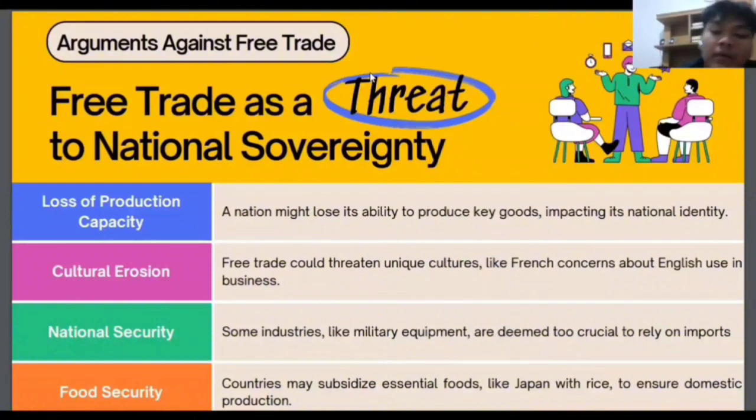The next one is national security. Some industries, like military equipment, are deemed too crucial to rely on imports. And the last one is food security. Countries may subsidize essential foods, like Japan with rice, to ensure domestic production.